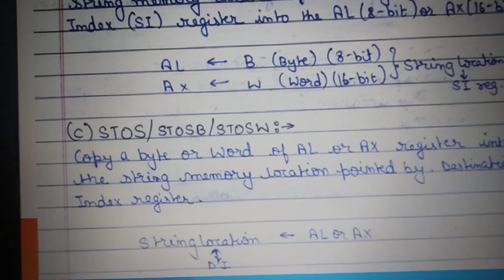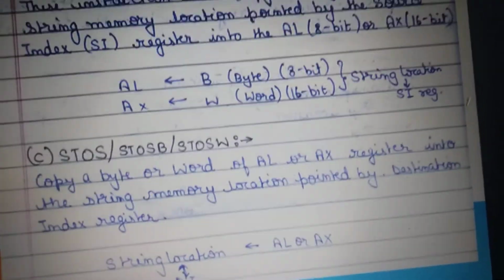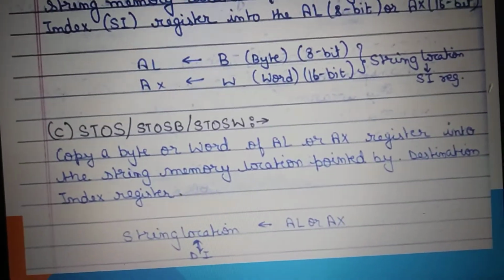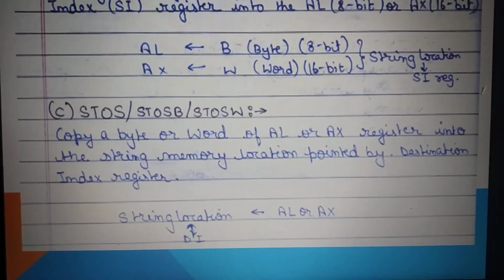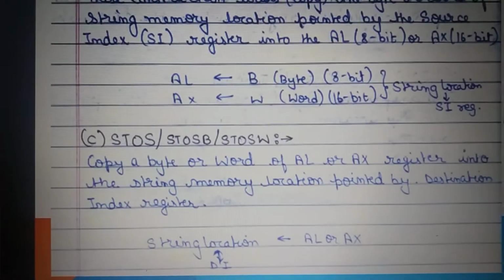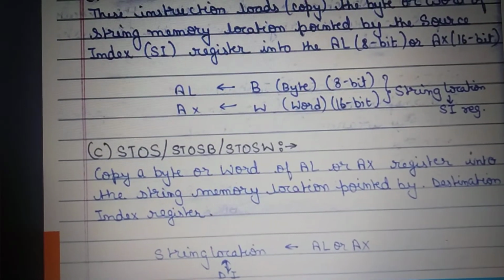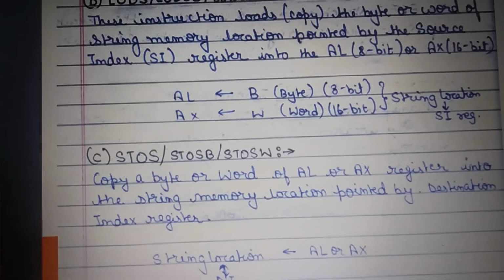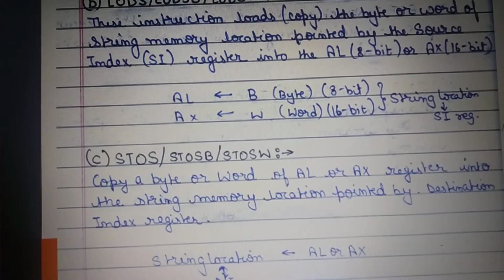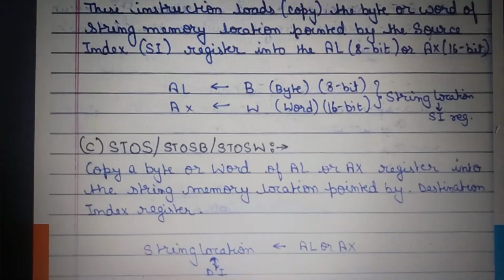Here quite similar is the case. STOS instruction or STOSB instruction or STOSW instruction copies 8-bit or 16-bit data from the accumulator to a pointed memory location in the data segment. If 8-bit data is to be transferred, then it will be transferred from AL, and if 16-bit data is to be transferred, then it will be transferred from AX. Okay.